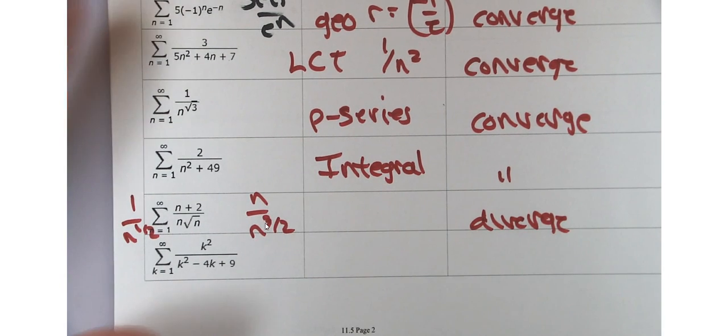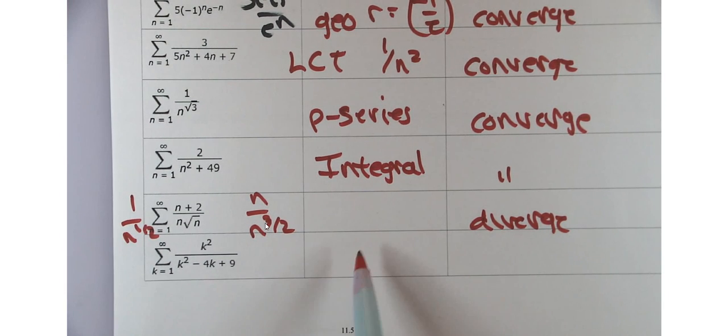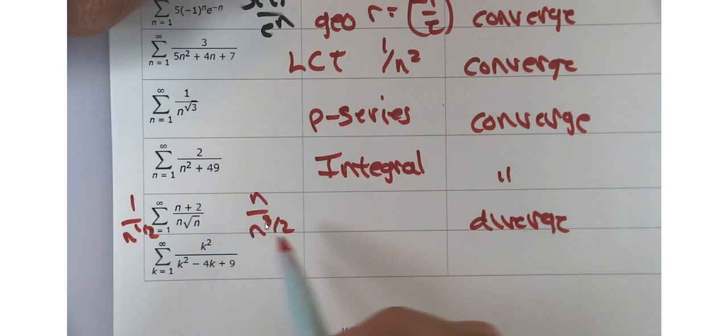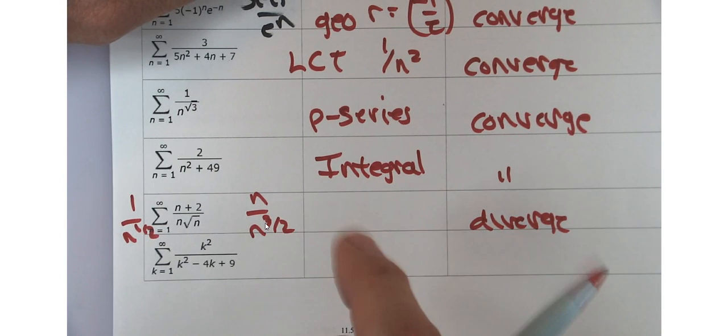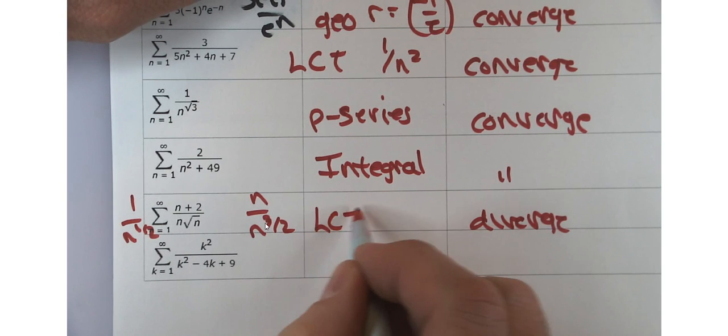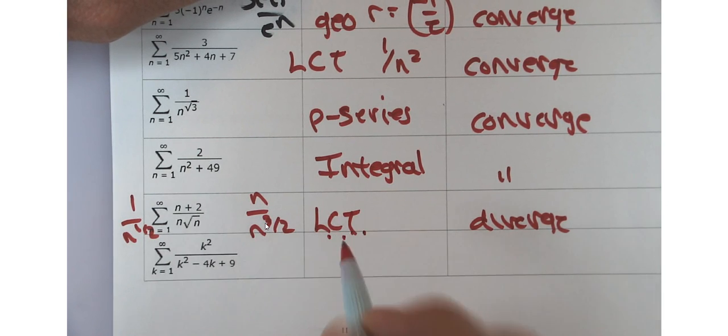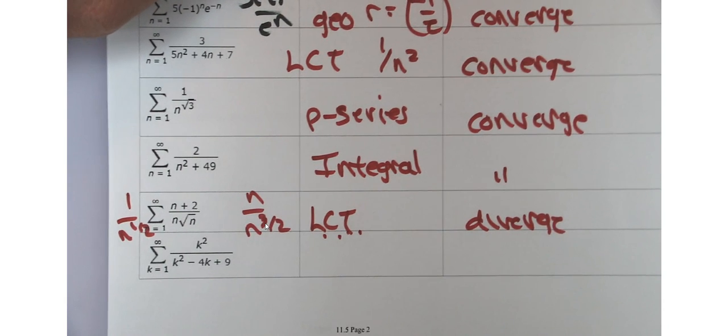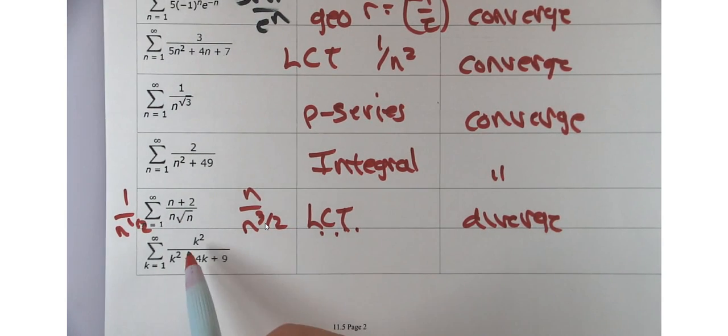But I can't use the p-series test for this. This is not set up as a p-series. So what could I do? Well, I could use the integral test, probably without too much fuss. I could probably use the limit comparison test, which is probably the easiest thing to do on that one. You might be able to get a direct comparison test out of there someplace, but it feels like more work than I would need.